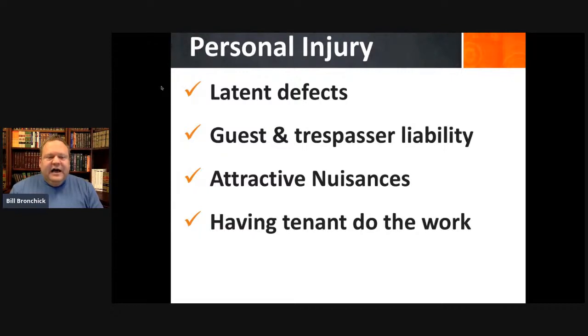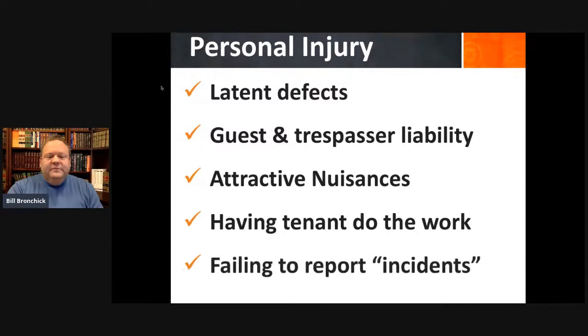But I wouldn't have them do electrical work or plumbing work or something on the roof where they could fall off, unless they are qualified to do that work. Maybe they're licensed in that profession, and still get something in writing that they assume the responsibility and they assume the risk of that as well. But be careful of tenants doing the work. You could have liability for that.